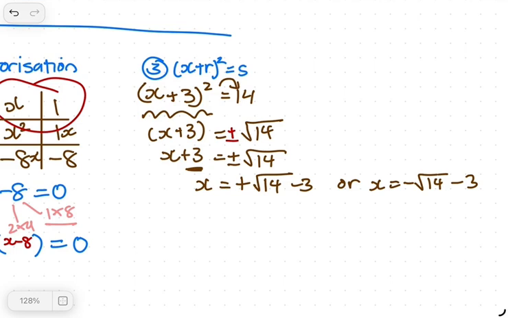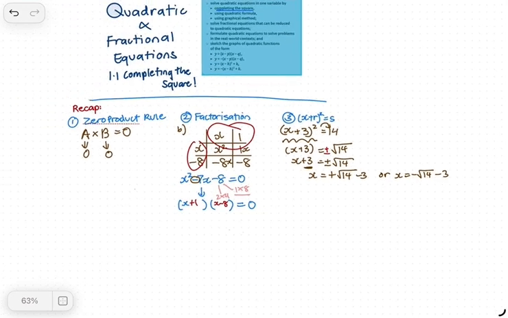You can either leave it in this form, or you can change it back to decimal places, where you type in square root 14 in your calculator to get about, I don't know, you just type it in and you'll find out. And there it is. There's our recap.